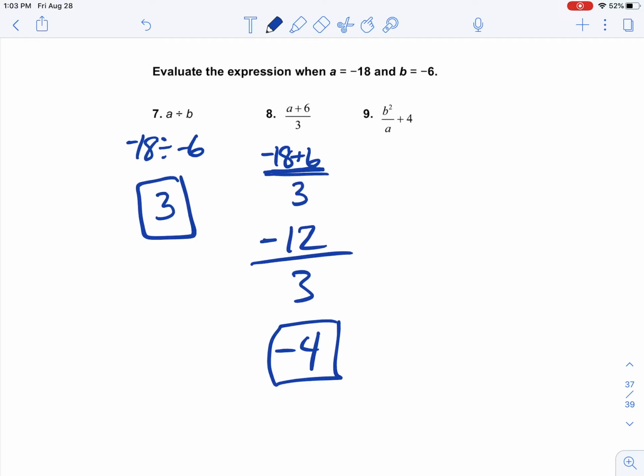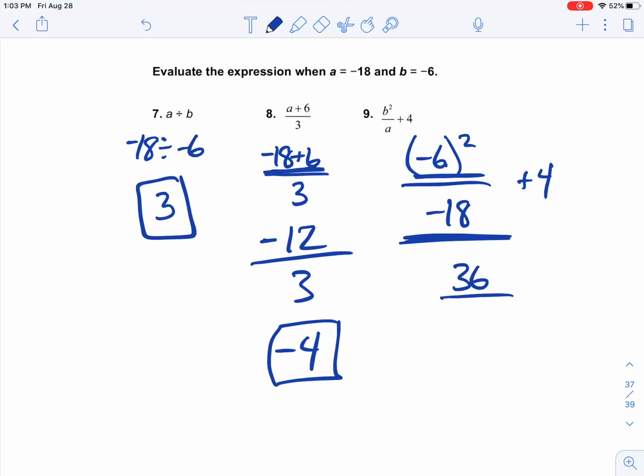And now this last one here, we're going to put in a negative 6 for the B, and I'm going to square that, and I'm going to put that all over negative 18, and then we're going to add 4 at the end. So the first thing I have to do is do this portion right here. In order to do this first, I'm going to have to figure out what negative 6 to the second is. That again means negative 6 times negative 6, which comes out to be 36. And again, I'm going to keep that over negative 18, and then I'm going to add 4.